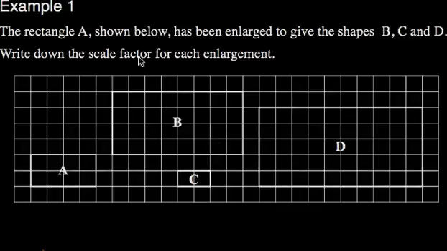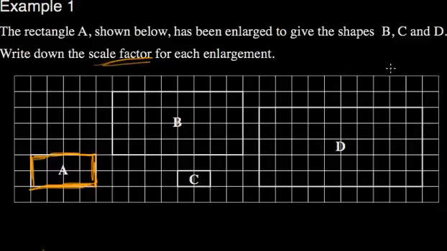The next series of videos on enlargements contains 4 examples, and this is the first one. It's asking us to look at rectangle A, and that's here. And it's asking us to work out the scale factor of enlargement to get to B, C, and D. So in other words, what scale factor has A had to make it into B? The scale factor just means how much bigger is it.